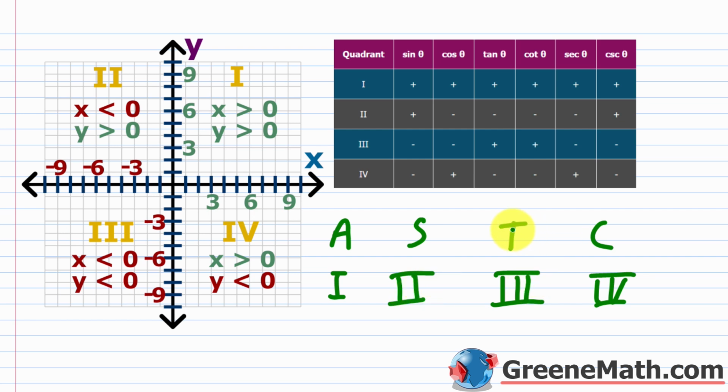Then in quadrant 3, you have T for tangent of theta, and also the reciprocal, the cotangent of theta, so those guys are positive, everything else is negative. And then in quadrant 4, you have a C for cosine of theta, and the reciprocal of that is the secant of theta. So again, those two are positive, everything else is negative.